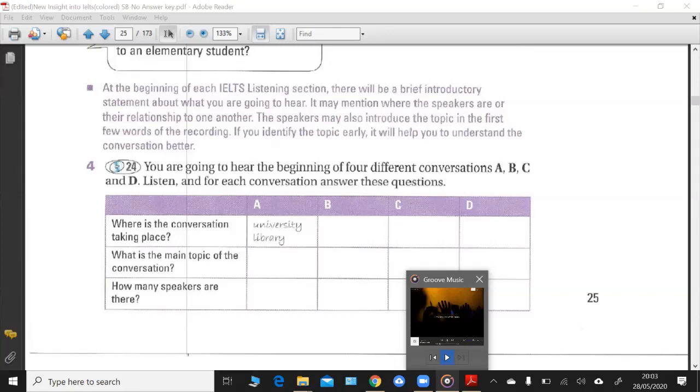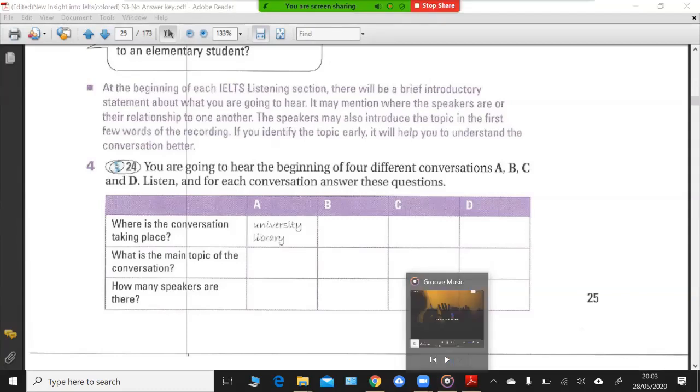Yes. So the place is university office, and the topic is marks or result. Yes, exam marks, exam results. Okay, number of speakers, 2. Two, that's fine. Number of speakers, two. Okay, we'll move on.